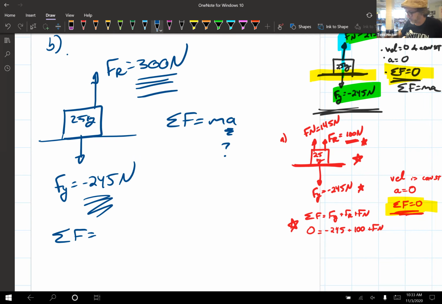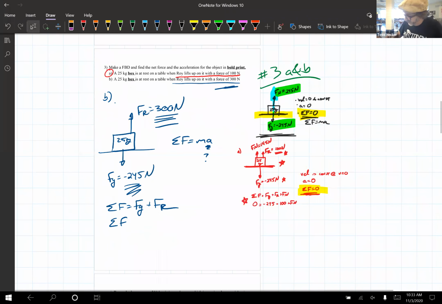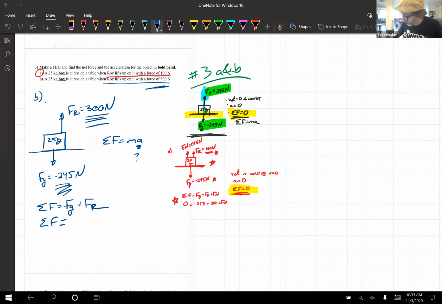So what are the forces acting on the box? Well, there's gravity, there's Roy. Because he's lifting it, there's no normal force because he's got it off the table. There's no friction because we're not trying to make it slide. There's no other people around. I think that's it. So I think our net force is going to be, let's see, gravity is negative 245. Roy is 300. Oh, so our net force is going to be 55 newtons.